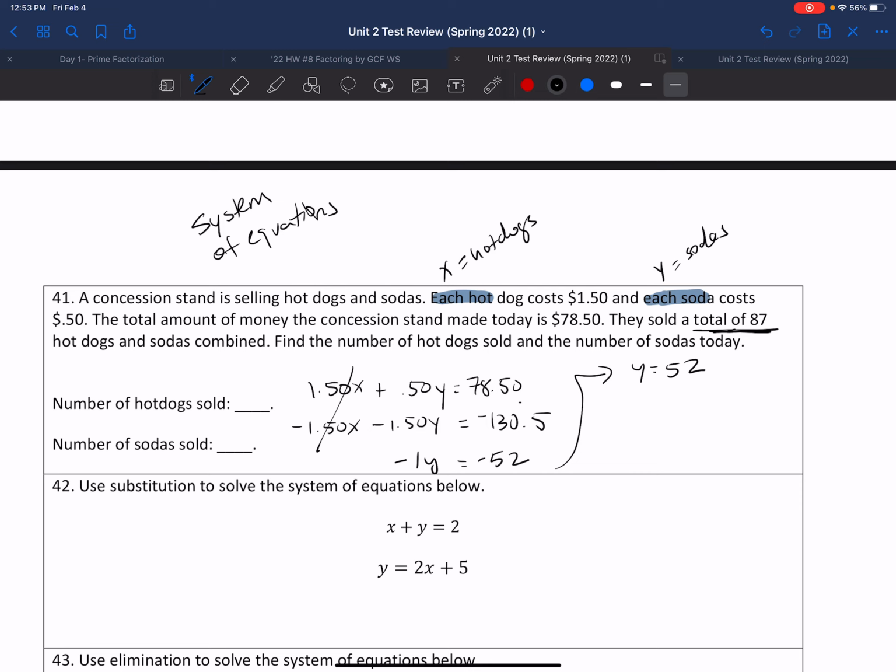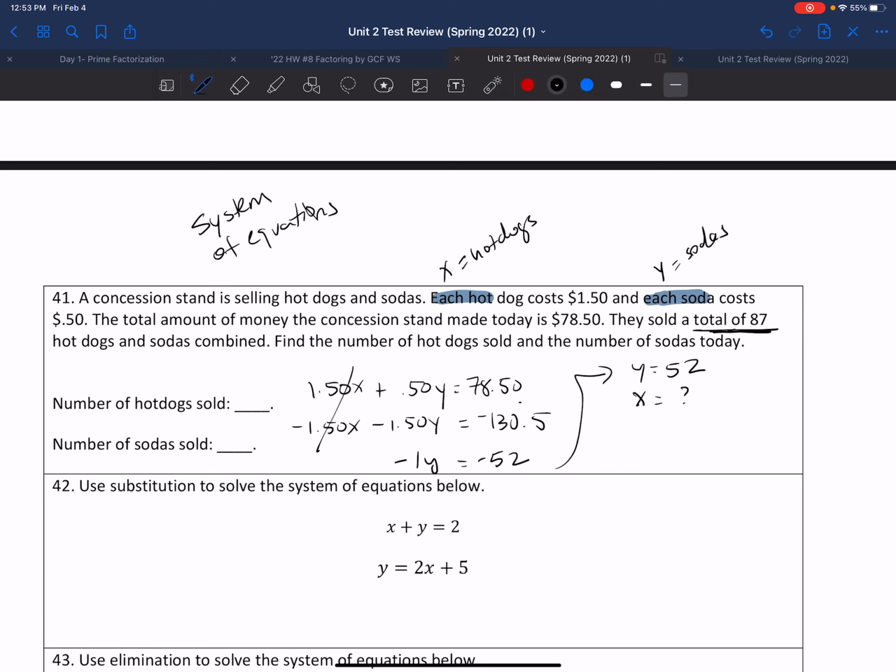So y is equal to 52, I need to go and figure out what my x is. What is my x, right? I don't know what that is. So what I'm going to do is use this information that I found and use one of my equations, solve for x, and then I'm good to go. So let's use this equation here.